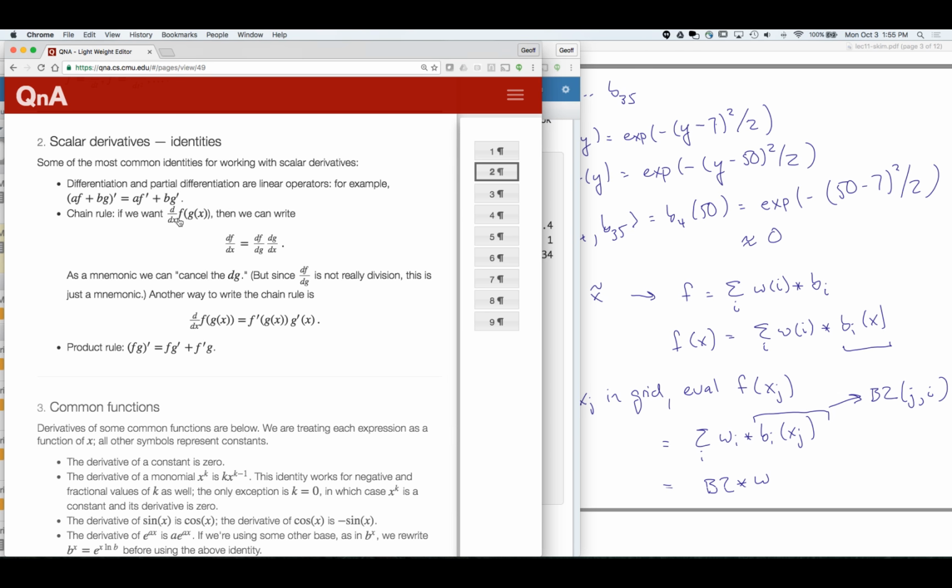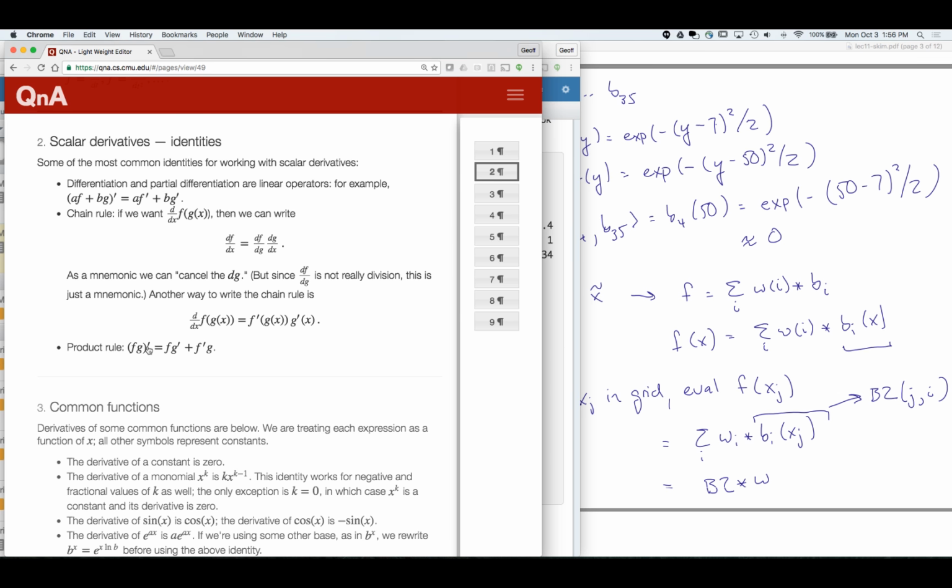There's the chain rule, right? If we want the derivative of a function composition, f of g of x, then we can write df dx equals df dg times dg dx. Now this notation is suggestive. There's a common mnemonic that basically all we're doing here is canceling the dg. But since this isn't really division, we're not really canceling, and it's just a mnemonic, but it's a handy one anyway. We can also write out the chain rule as d by dx of f of g of x is f prime of g of x times g prime of x, right? And these two things mean the same thing. They're just different notation for the same thing.